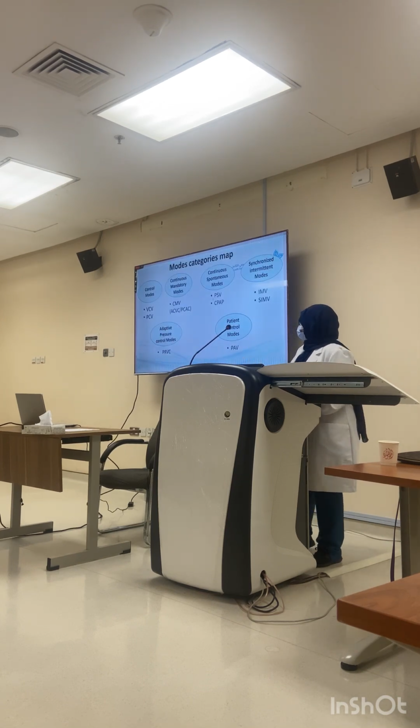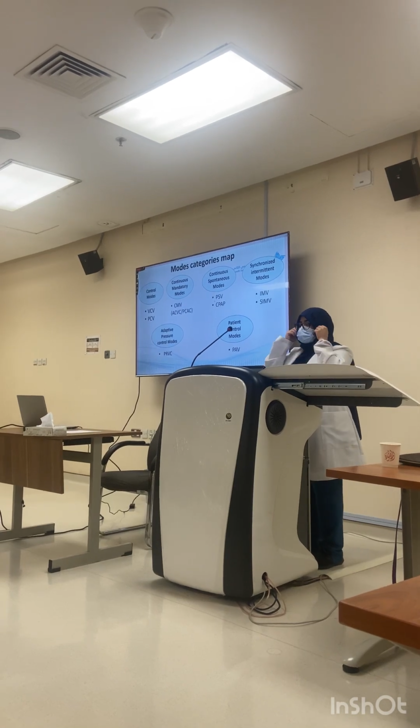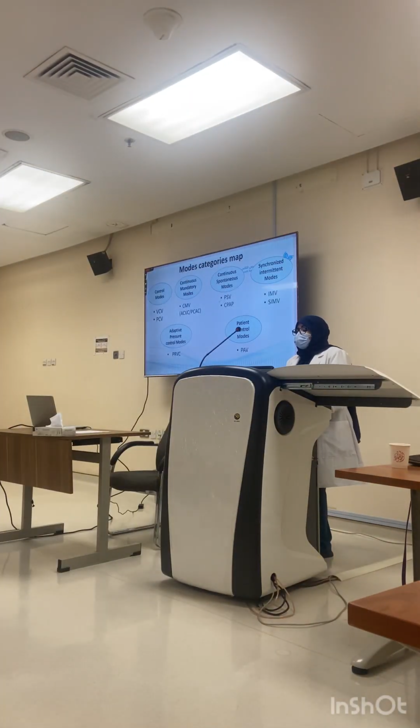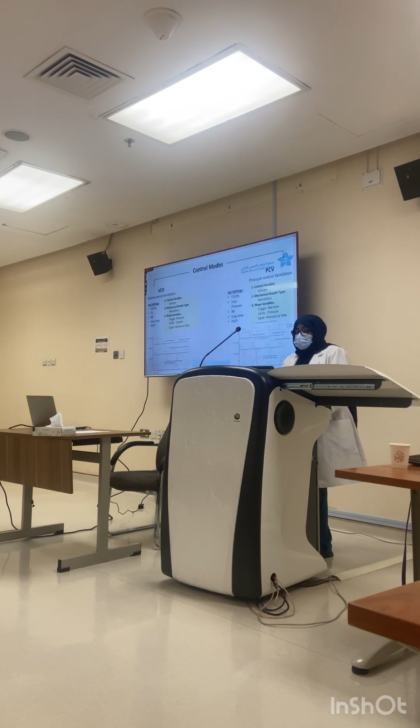Okay, so these are the mode categories. We have control modes. We have continuous mandatory modes. We have continuous spontaneous modes, synchronized modes, adaptive pressure control mode, and patient control mode. First, we have the control modes. Control modes are the basic modes that are designed for delivering positive pressure ventilation. We have volume control ventilation, pressure control ventilation.